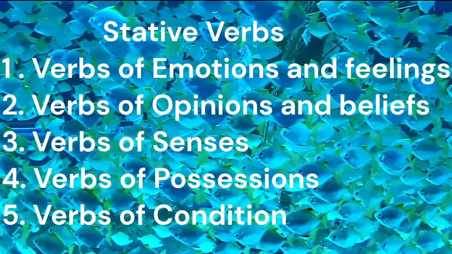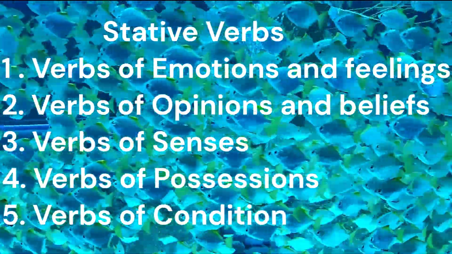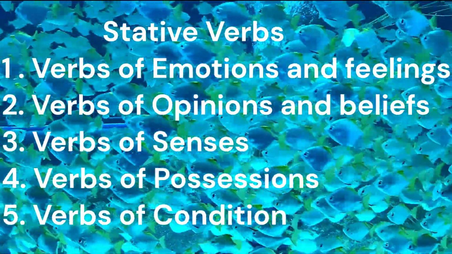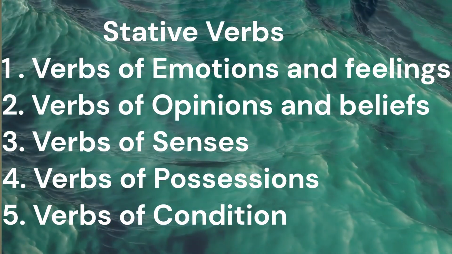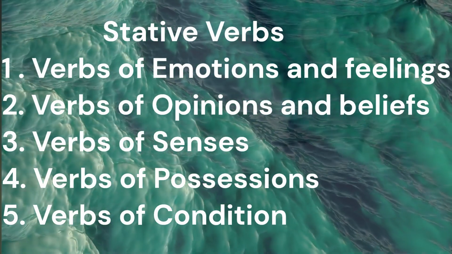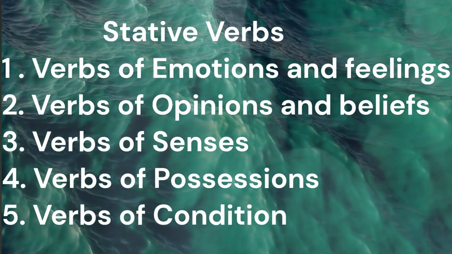These stative verbs can be categorized and understood as follows. Number 1, emotions and feelings related verbs. Number 2, opinions and beliefs based verbs. Number 3, senses based verbs. Number 4, possessions based verbs. Number 5, conditions based verbs.